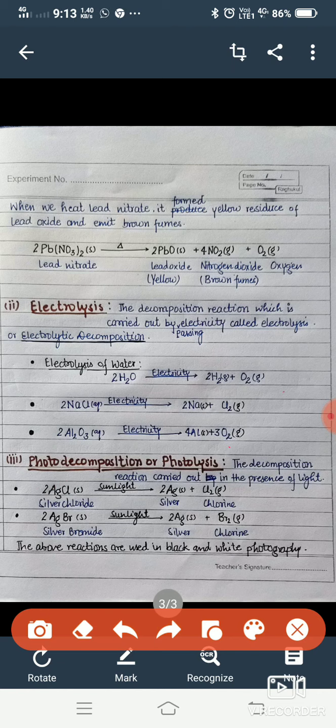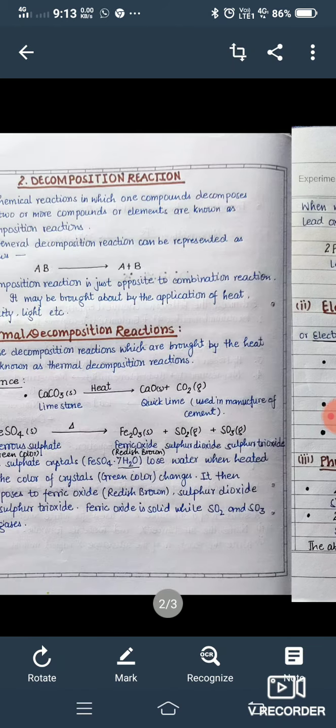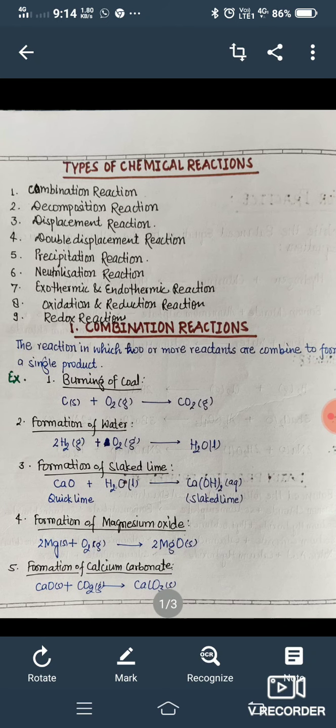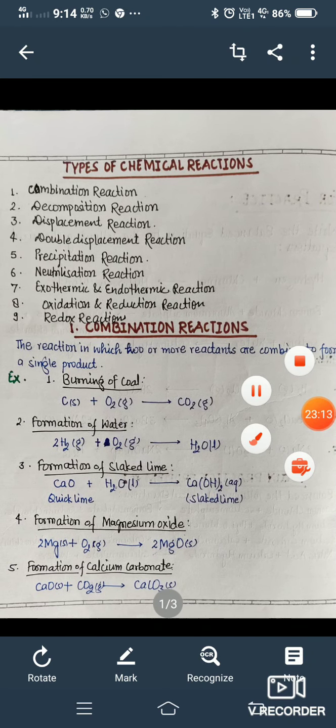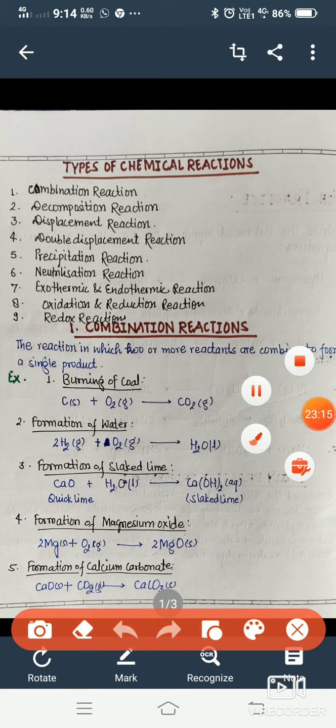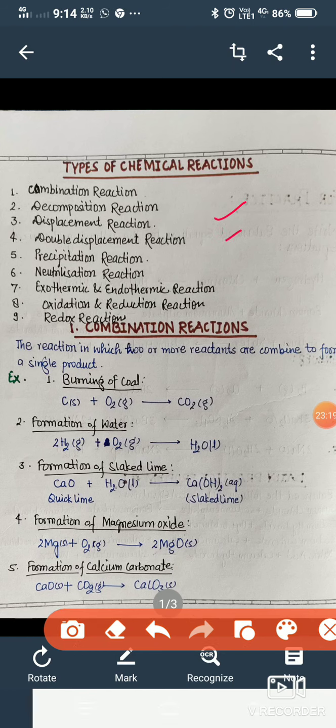So this is the complete explanation of the two types of reaction, combination reaction and decomposition reaction. In the next lecture, we will discuss displacement and double displacement reactions.